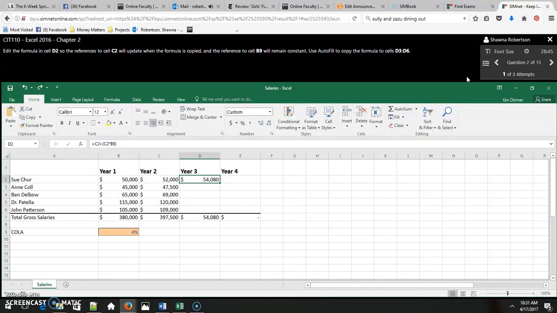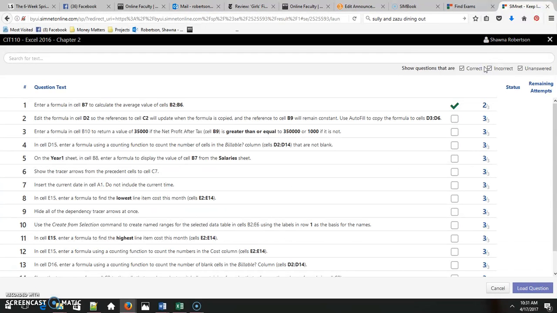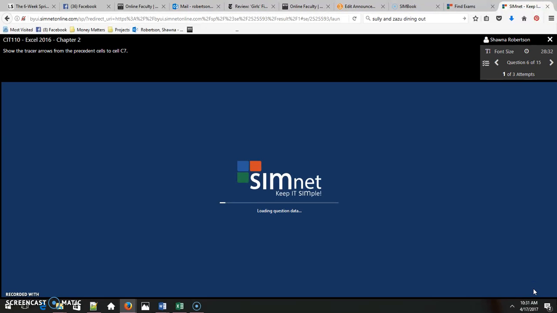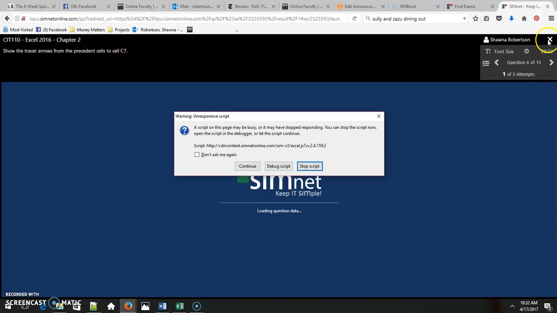If you're having a problem with a question similar to the SimPath, it's not loading, it's just not giving you the correct response, then you can, again, using these navigation arrows, skip over to the next question, or using the parallel lines here, you can click the question you need and click Load Question. And once that's done, it should tell you your score, and then you can go ahead and get out of that exam. And I'm going to go ahead and stop the script.